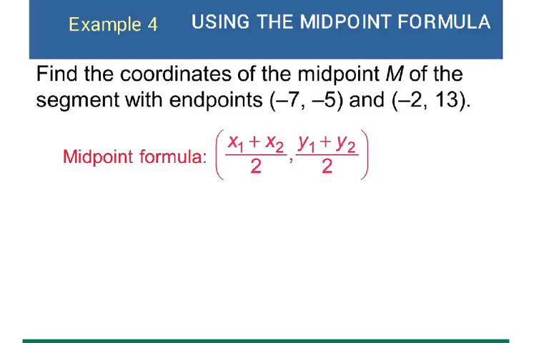Okay, so this example says find the coordinates of the midpoint M of the segment with endpoints (-7, -5) and (-2, 13). So just simply apply this midpoint formula here. And this is what we're going to get. -7 plus -2, so -2 all over 2. Do the y values, -5 plus 13.